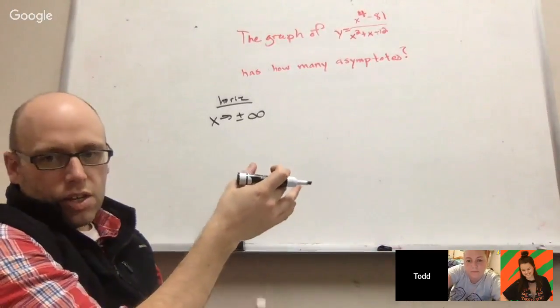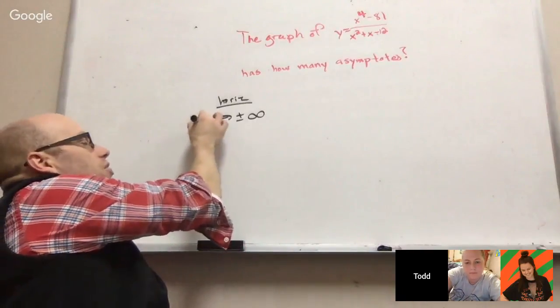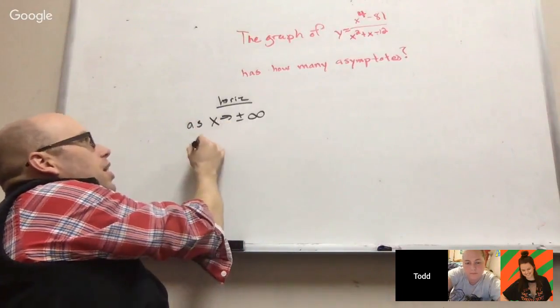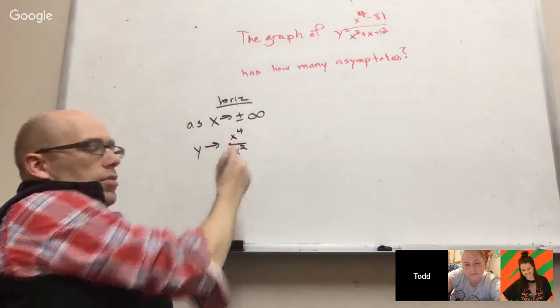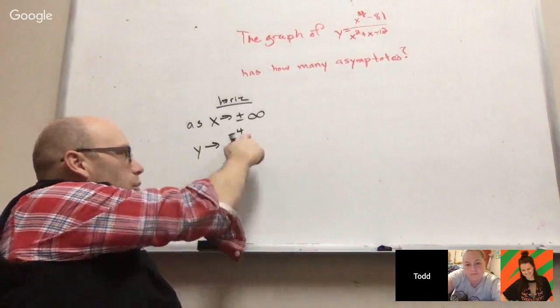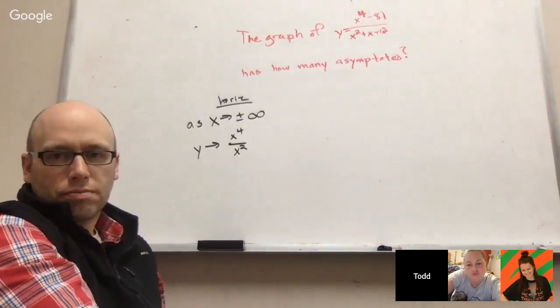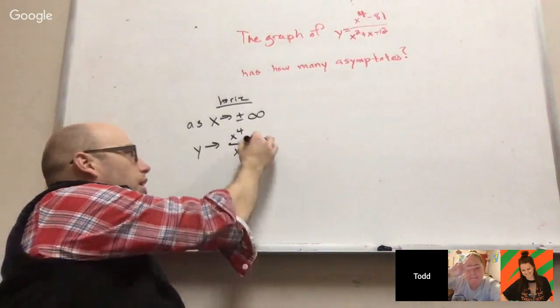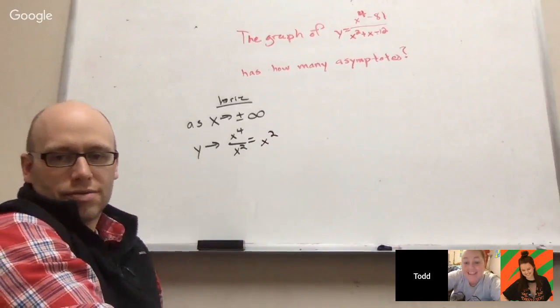Okay? So for the horizontal asymptotes, all we have to think about is as x goes to plus or minus infinity, y is going to look like x to the fourth over x squared. Right? And so what's x to the fourth over x squared reduced to? Well, x squared, I think is what you mean. Yes.